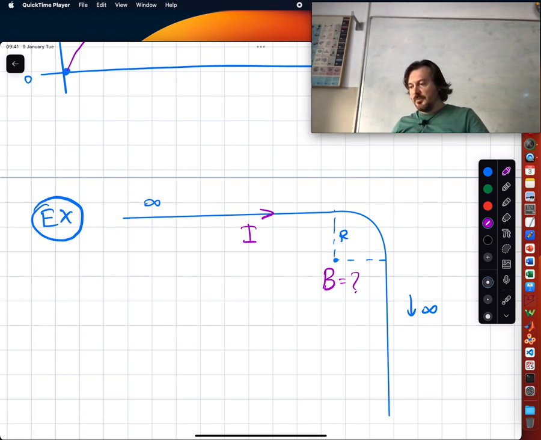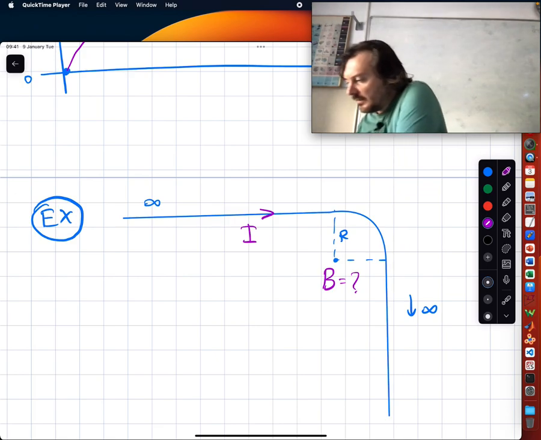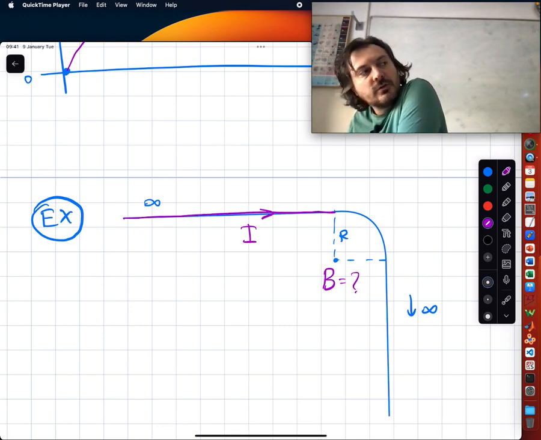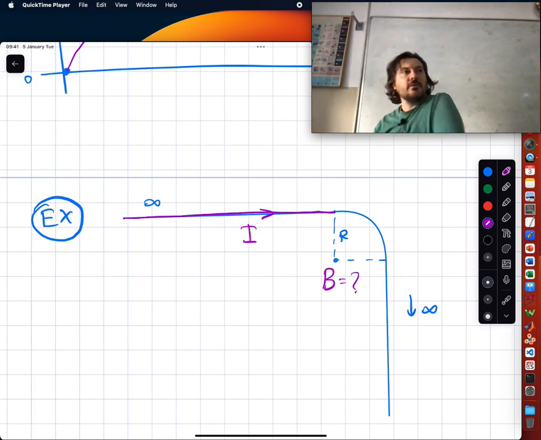Divide into 3 parts. Very good. So let's start with this part over here. That's a semi-infinite wire. You could use integral, or you could use Ampere's law, but be careful. You can only use Ampere's law here because of a certain kind of symmetry.